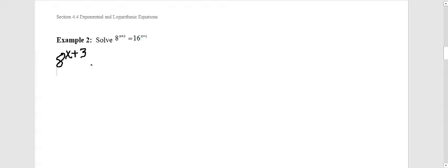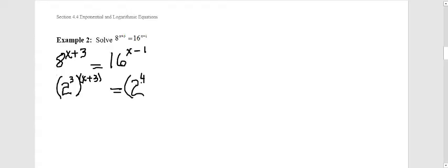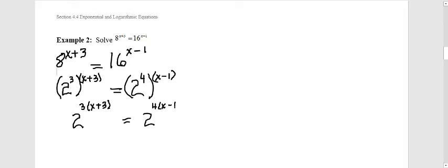So let's look at this second example, and we want to solve 8 to the x plus 3 equals 16 to the x minus 1. And we're going to do that by rewriting 8 as 2 cubed and rewriting 16 as 2 to the 4th. And so we have to remember the rules of exponents. And the rule that we're using is that if b to the m is raised to the nth power, then that's the same as b to the m times n.